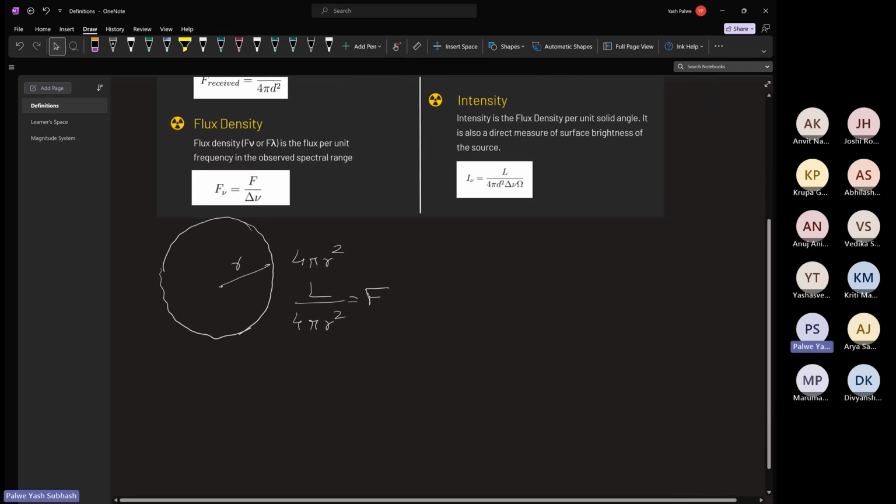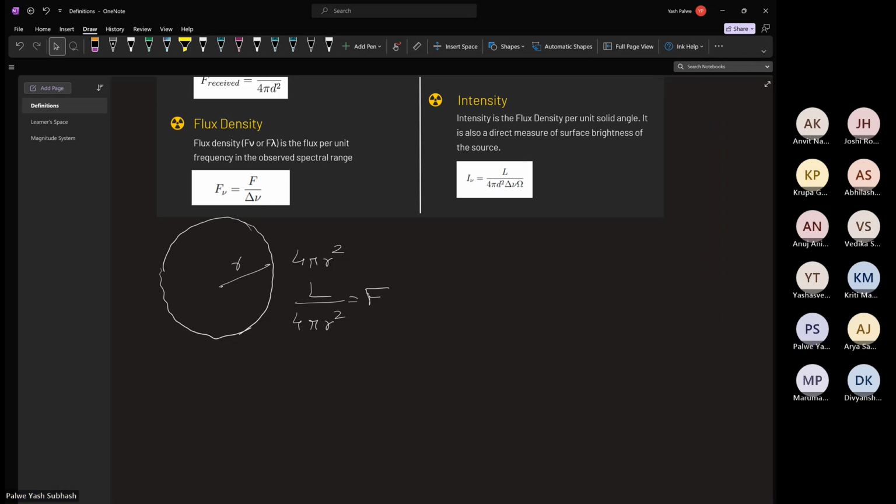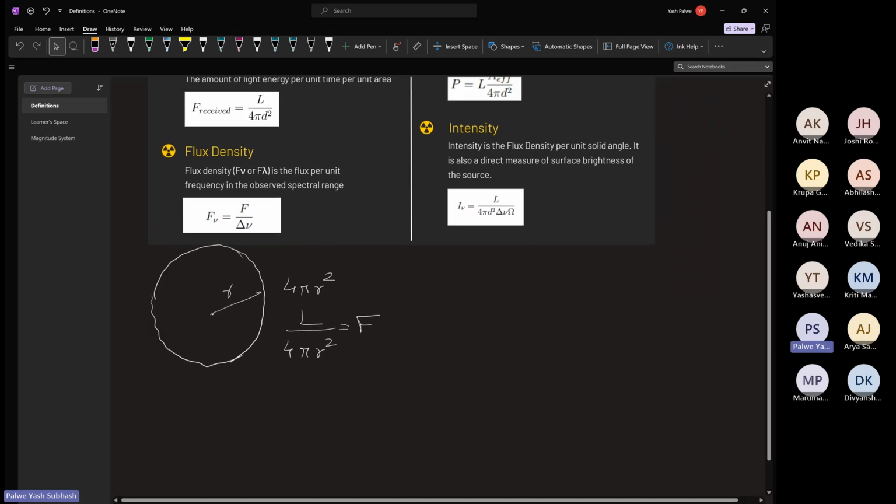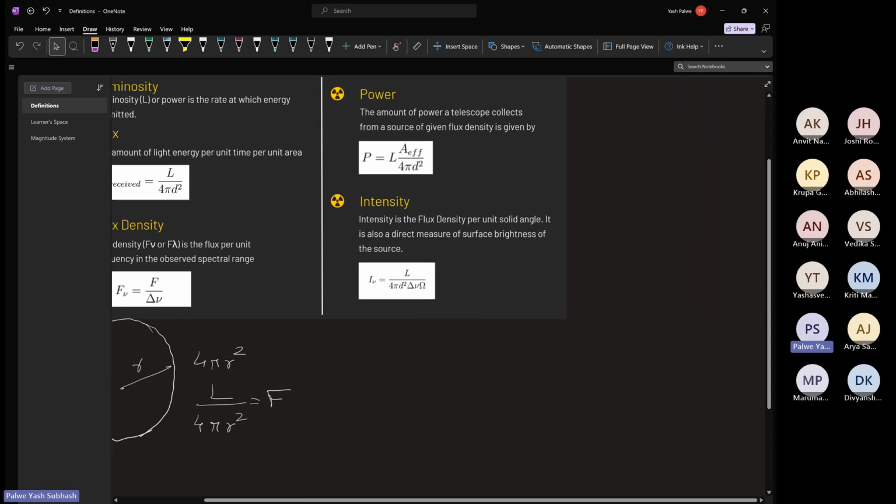Next is flux density, which is nothing but its definition where you divide it by the frequency range. This is useful to have different, because flux is different at different frequencies. This is useful to formulate different stuff.